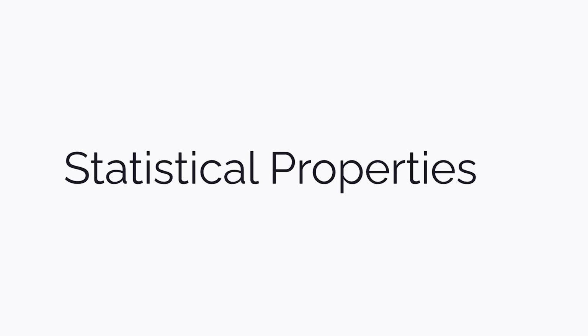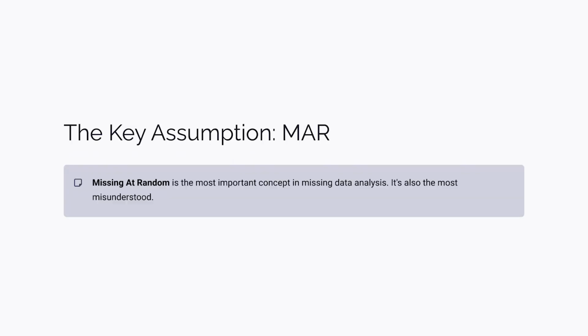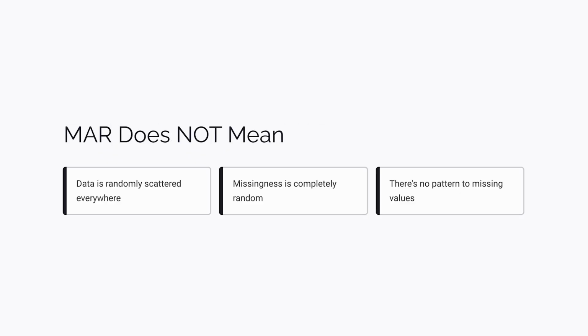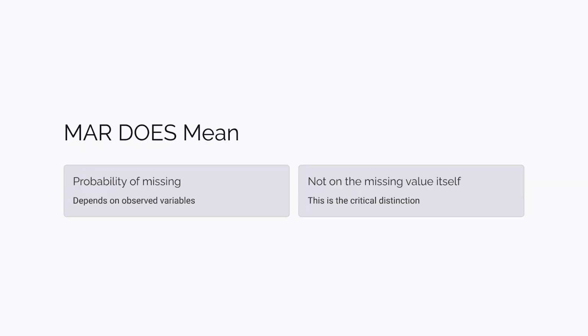What assumptions does this need? The big one is MAR, missing at random. This trips people up because the name is misleading. MAR doesn't mean data is randomly scattered. It means the probability of being missing depends on observed variables, not on the missing value itself.